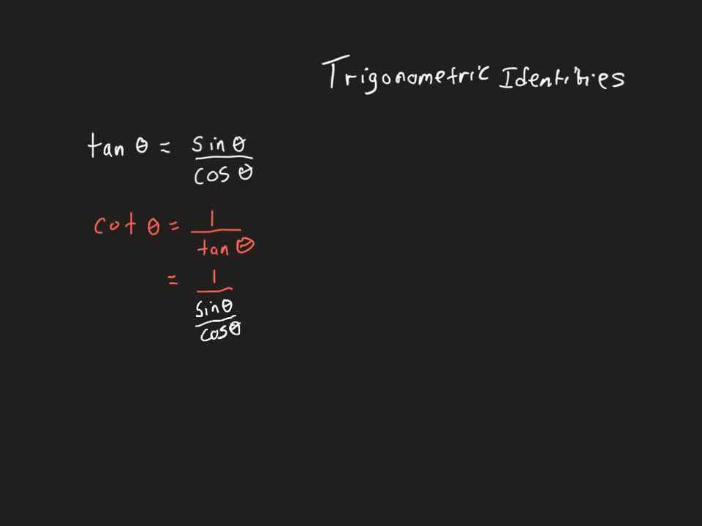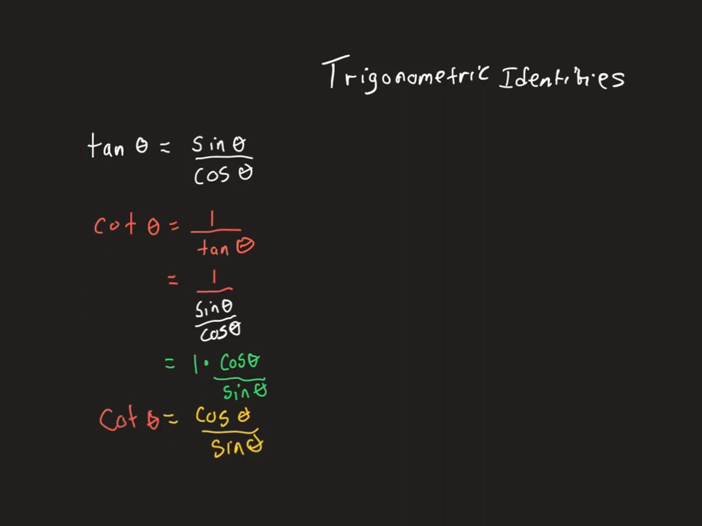We also know that whenever you divide by a fraction, it's the same thing as saying that we are going to multiply by the reciprocal of that fraction. And 1 times anything is usually itself, so my final would be cosine of theta over sine of theta. So, cotangent of theta is equal to cosine of theta divided by sine of theta.